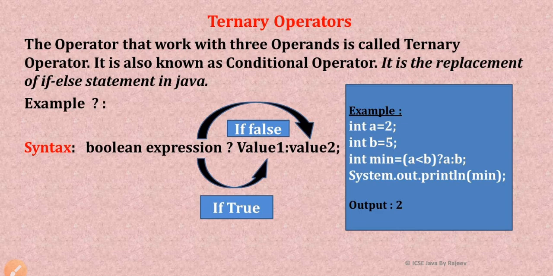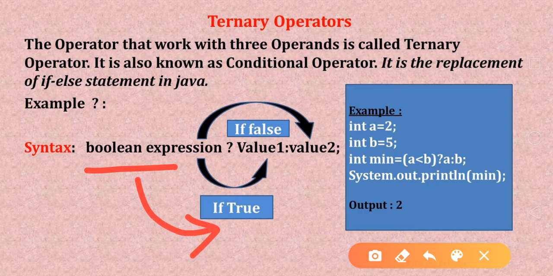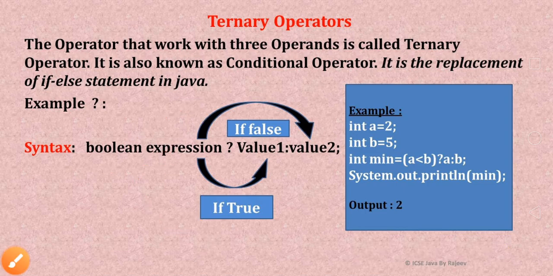So the syntax is, there will be a boolean expression. This boolean expression either will give true or false. Now if it will give true, value 1 will be stored in the resultant variable, or if it will give false, the value 2 will be stored in the resultant variable.